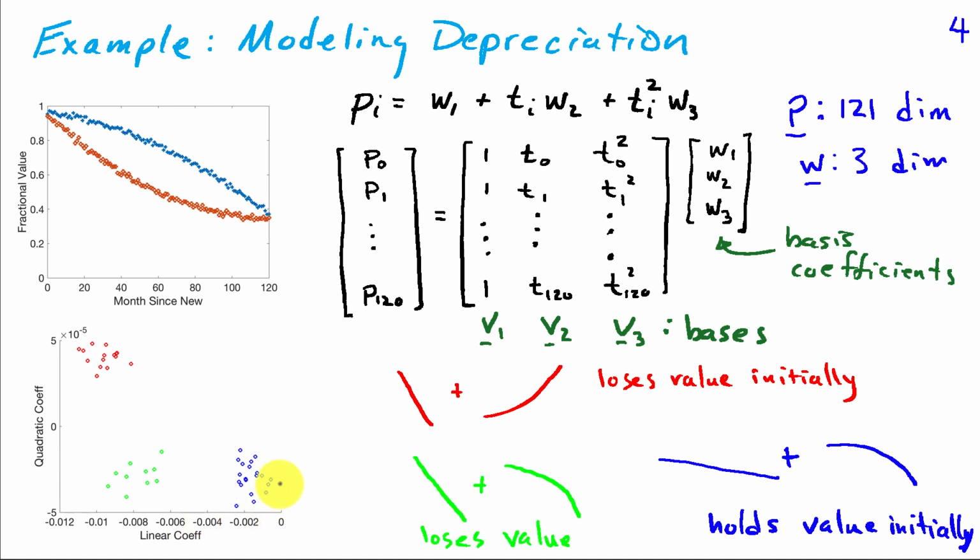So here we're working in a three-dimensional subspace, and we're only looking at two of those three dimensions in this particular plot, and they're fairly informative, and they tell us whether a vehicle loses value initially and then holds it later, loses and loses, or it holds its value initially and then loses it toward the end.